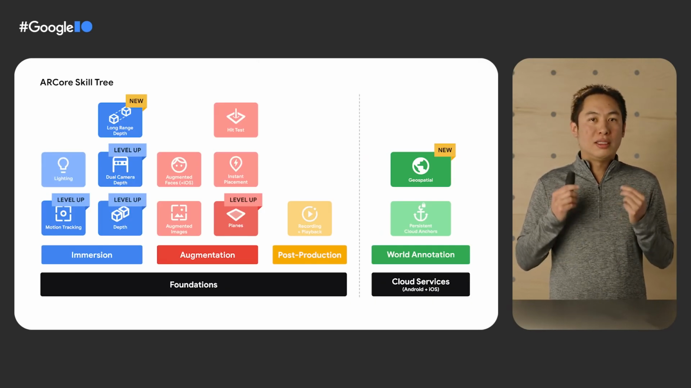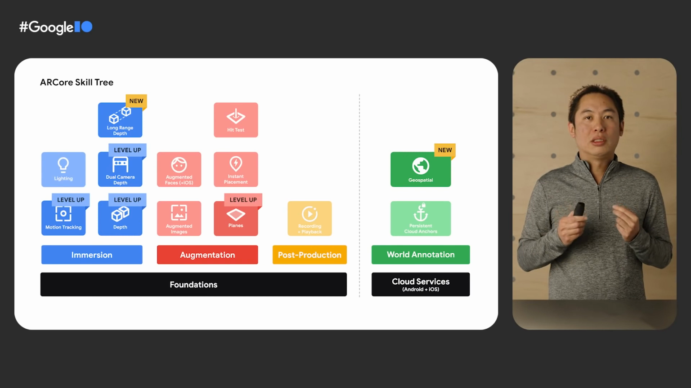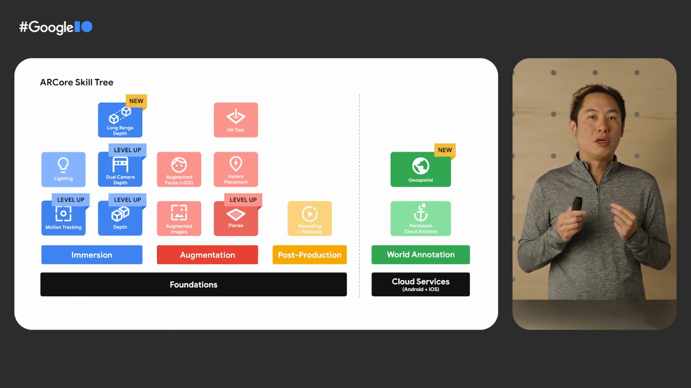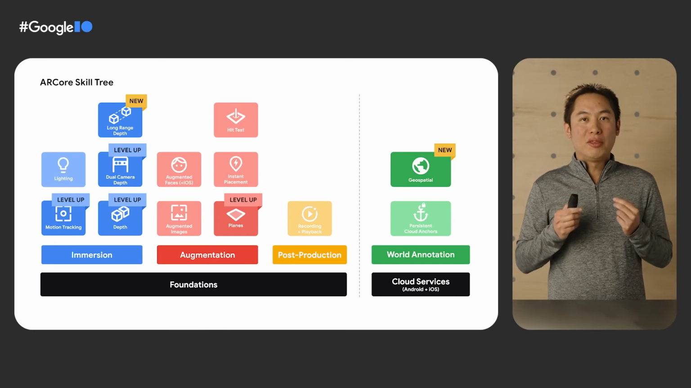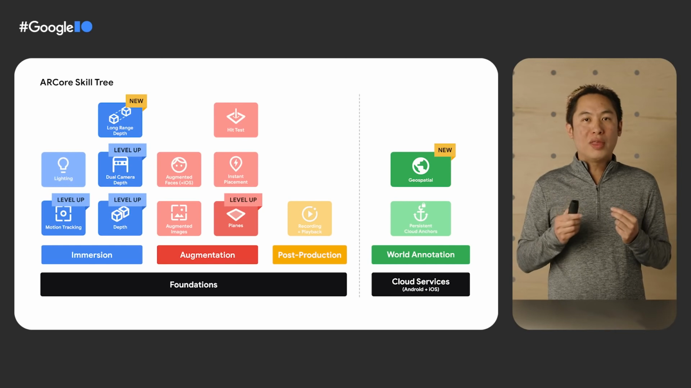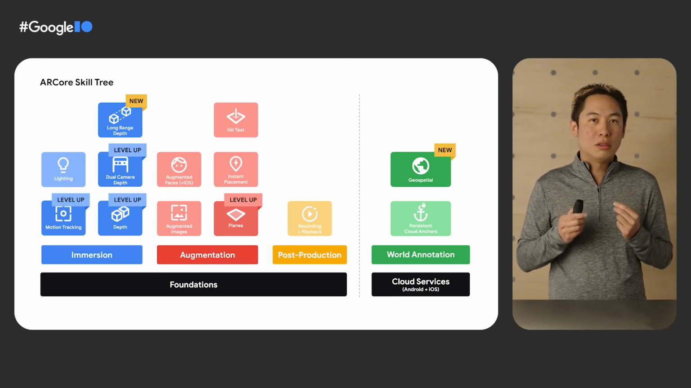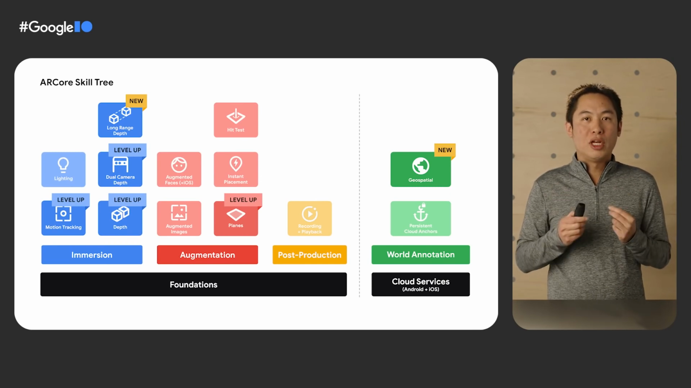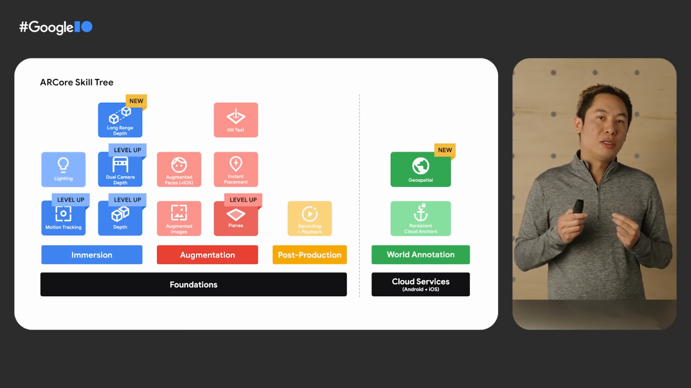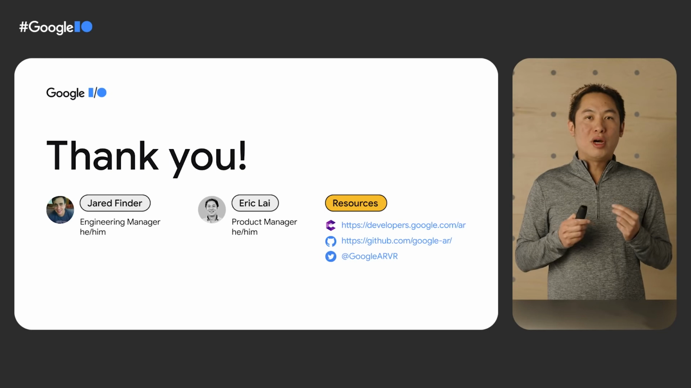Good AR seamlessly integrates virtual objects into the real world such that they are indistinguishable from real objects. To enable this, we've been leveling up the ARCore skill tree, both adding new skills as well as making our existing capabilities faster, more accurate, and available to everyone. By combining these capabilities, you can build compelling new AR experiences. I hope you're as excited as I am about the future of AR.